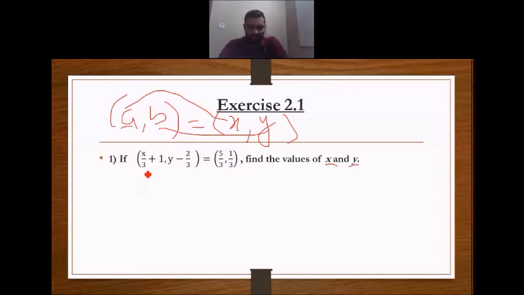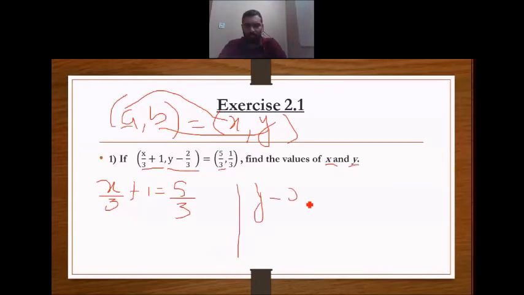This is the first element here. First element should be equal to the first element. So x/3 + 1 should be equal to 5/3. Correct? Next, which is the next condition? Second element is y - 2/3, and it should be equal to the second element in the second pair, 1/3. So we got this. Next, what do we do? Take LCM on the left side.